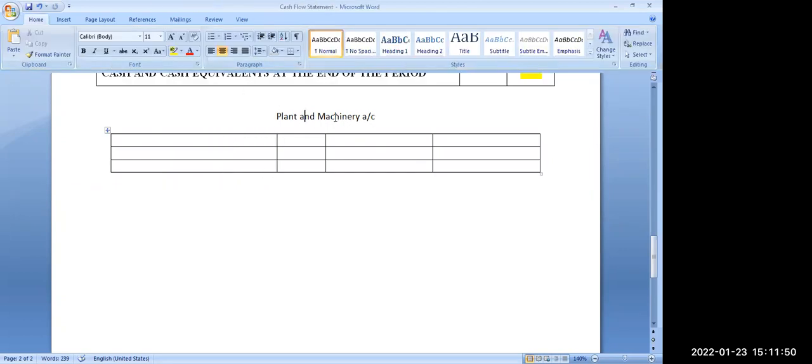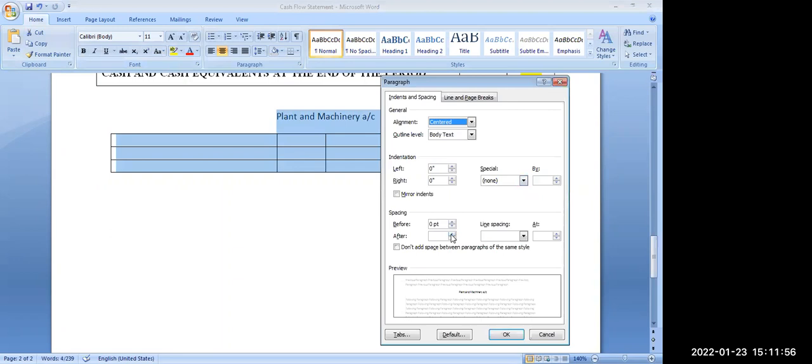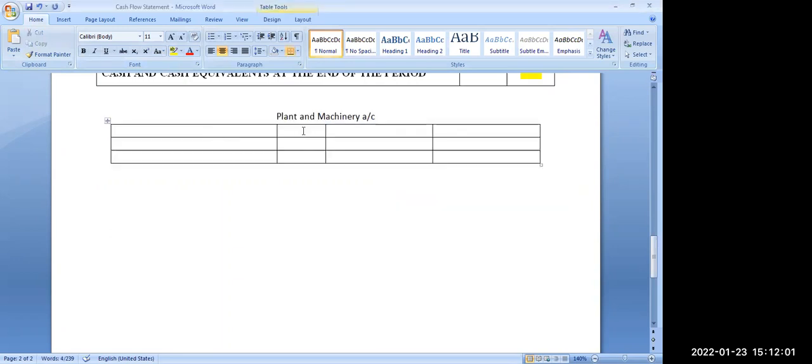Plant and machinery is an asset actually. So an asset account will always have which balance? You remember, a debit balance. Asset accounts have a debit balance. So by balance b/d, how much was the opening balance of the plant and machinery? Look at the balance sheet of the company. It is 5 lakhs. That is the opening balance.